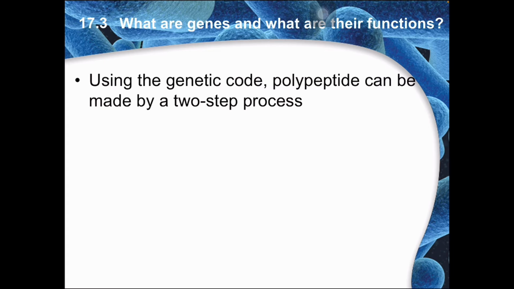So using the genetic code, the DNA can be used to make polypeptides. Now let's take a look at a video to understand how exactly DNA is used to produce polypeptides by a 2-step process.